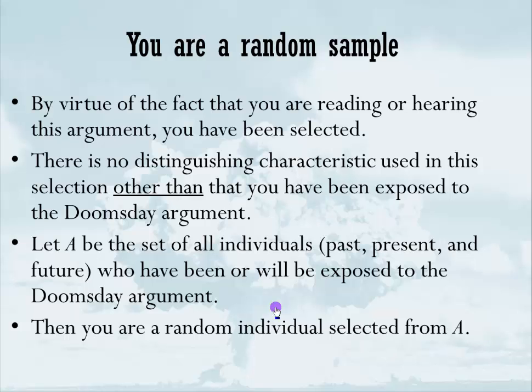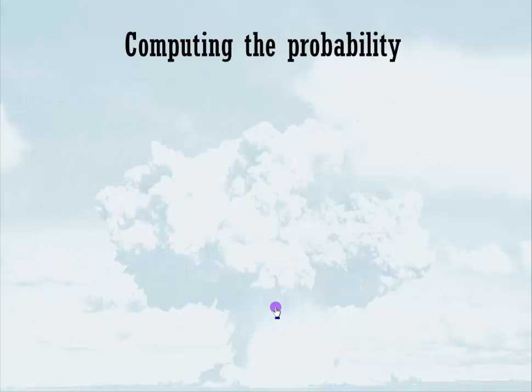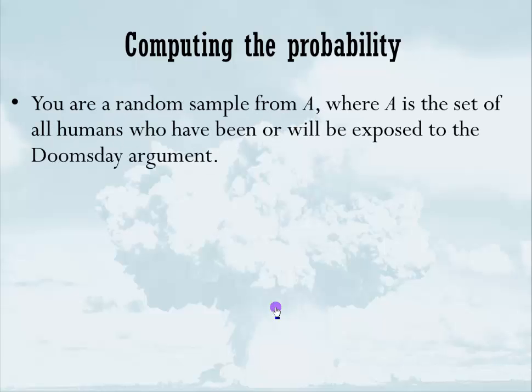All right? So I'm just using the principle of random sampling. There's no other information used in selecting you. So let's compute the probability. Since you're a random sample from A, where A is the set of all humans who have been or will be exposed to the Doomsday argument.